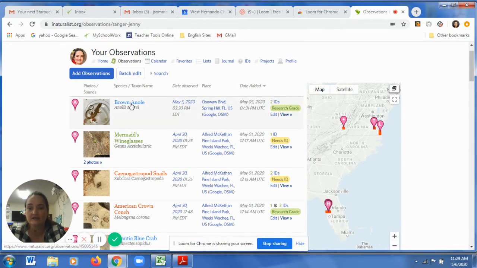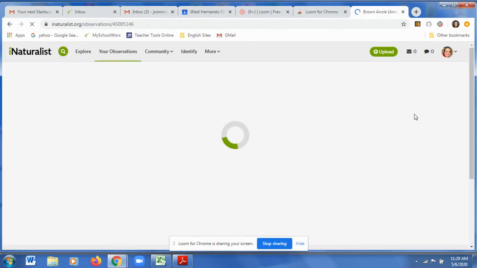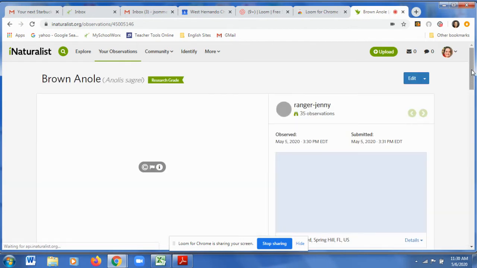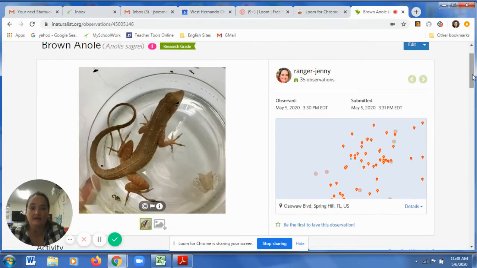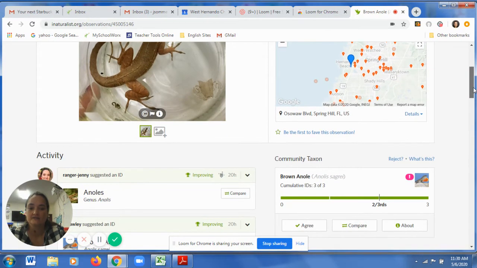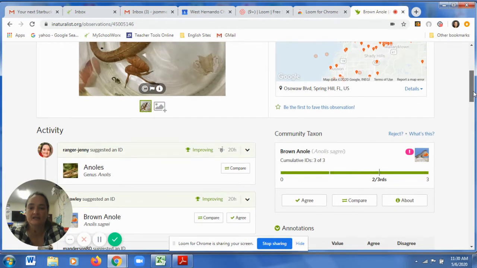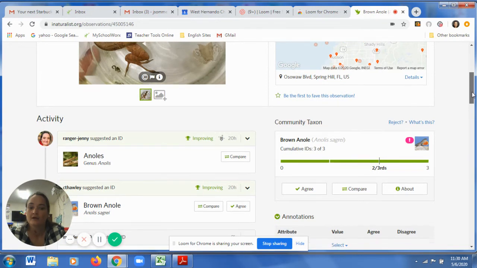I can even click on this brown anole and see all the information about it. I can see that I observed it. I can see where other people have observed it in the town. See all these other observations of the brown anole, which is pretty cool. And if you're really into brown anoles, you can favorite it, and when someone else sees one, you would get notified. You really got to be into the lizards for that. But you know what? Maybe you are.